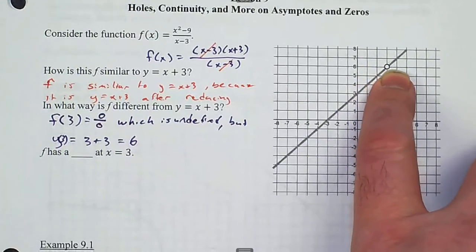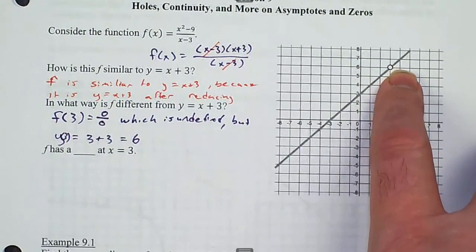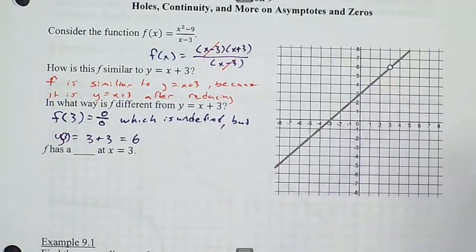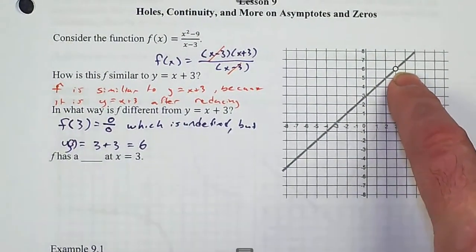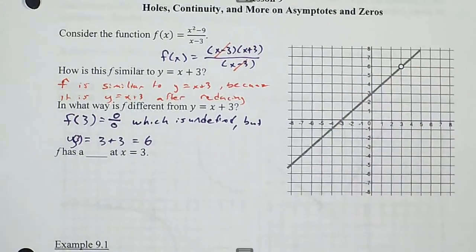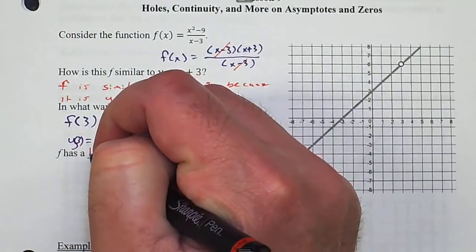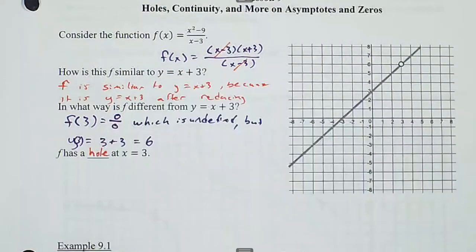We typically draw it with this big circle, but in real life, you wouldn't actually be able to see it. It's not like it's got this dimension to it. It's just a hole where the graph doesn't exist. So that's what we'll call it. F has a hole at x equals 3. Now, the y-coordinate of the hole is also important, which is 6. But for this class, we're going to limit our discussion to just stating where the x-coordinates of the holes are. We'll leave finding the y-coordinates for later. It has important applications, but not so much to us right now.